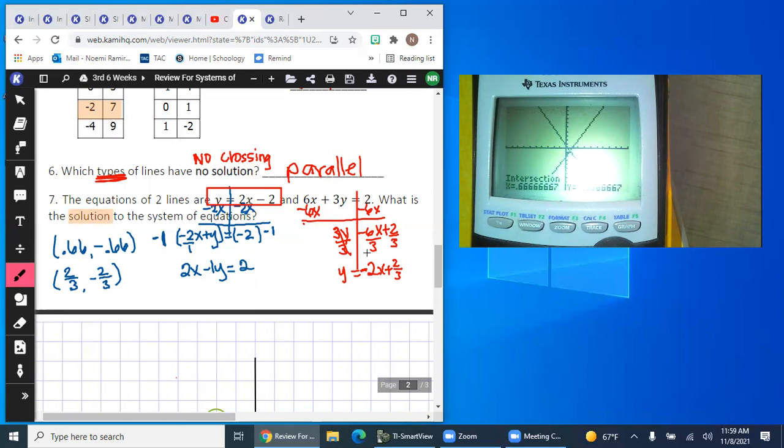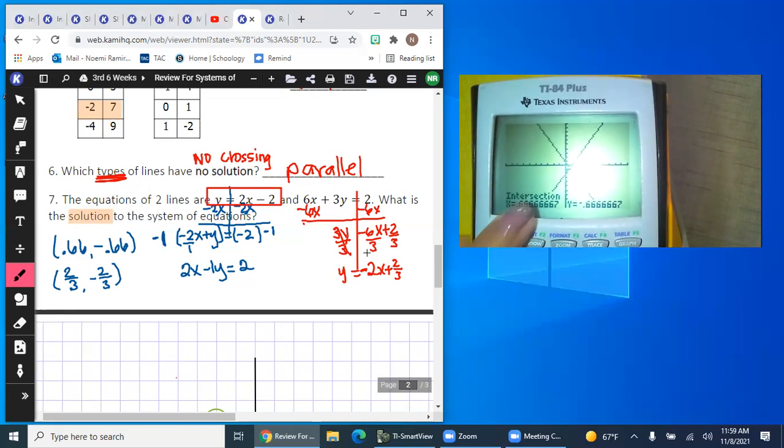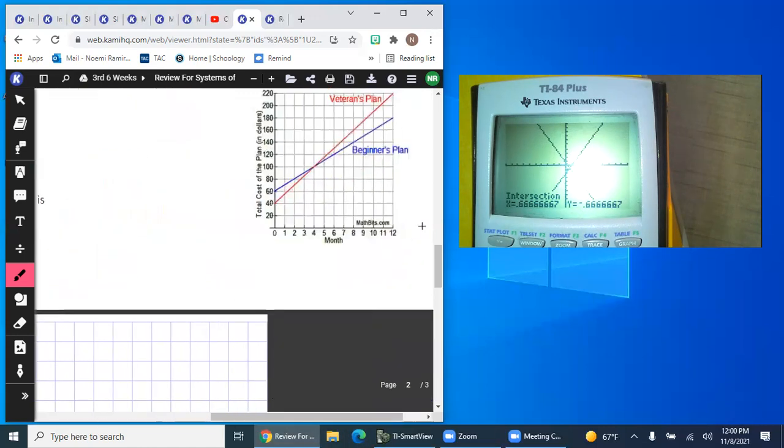And there you go. Same exact answer. 0.66, negative 0.67, or negative 0.66. Next one.